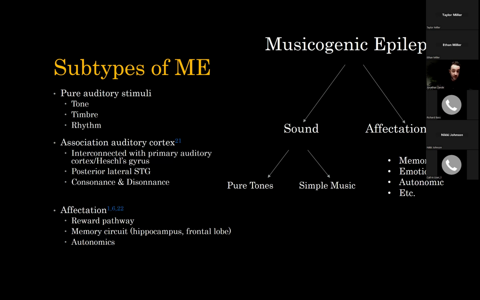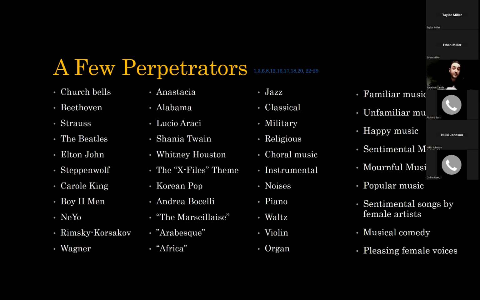It can spread to our autonomic area. A variety of different things can occur when we hear music. Now, next up is my favorite slide. These are a few perpetrators in the medical literature that have been described. Probably the most famous one is the first column, example, church bells.